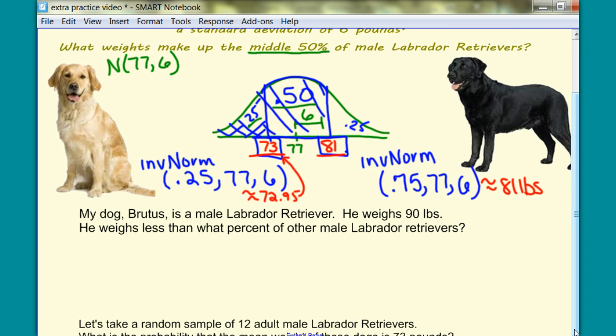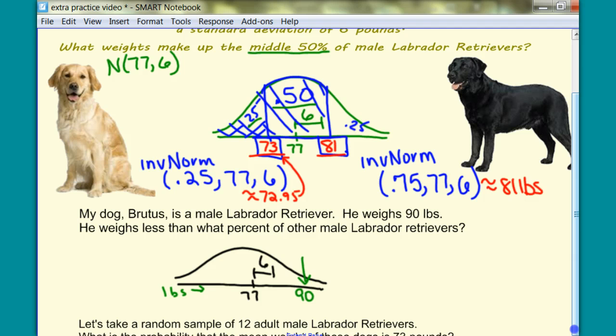Well, let's suppose I have a dog, and his name is Brutus. He's a male Labrador retriever. He weighs 90 pounds. He weighs less than what percent of others? Well, let's get a picture as usual. We've got 77 pounds here. We're looking at a standard deviation of 6. My dog is 90 pounds. 90 pounds we know is going to be out here somewhere. 90 goes along the bottom scale where I have the other dog weights.